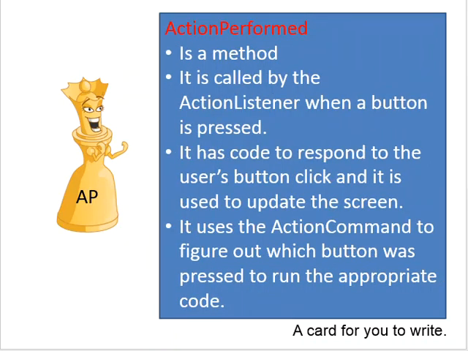So then in ActionPerformed, that's a method, and that is what gets called when the button is pressed. And it has code that will respond to the user's click. This is where we're going to update the screen, change the labels, do exciting things. And it takes the action command, like that code word that you gave it. So if you said code chicken, it's going to go, oh, okay, what do I do for chicken? And then it'll go over and run that code. And that's what happens in ActionPerformed.